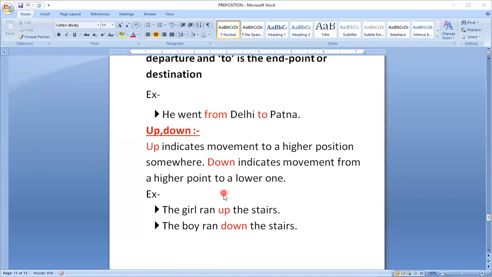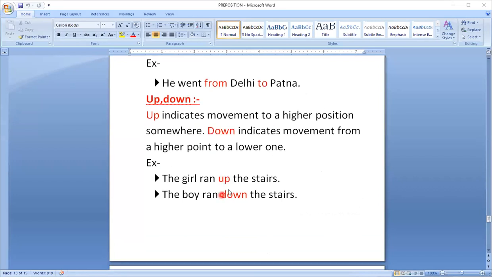Let's understand from the example. The girl ran up the stairs. So here you notice that ran up, मतलब stairs पे ऊपर चढ़ रही है, so we use the preposition up. The boy ran down the stairs. इस sentence से हमको preposition समझ में आ रहा है. Boy क्या हो रहे हैं? Stairs से नीचे आ रहे हैं. So here you understand the prepositions up and down.